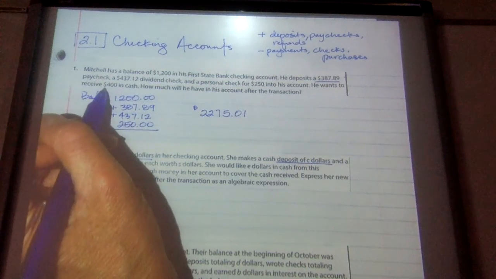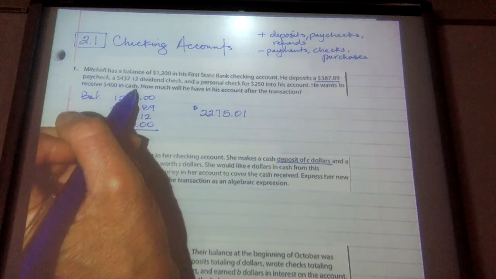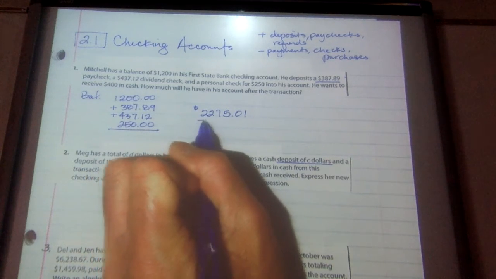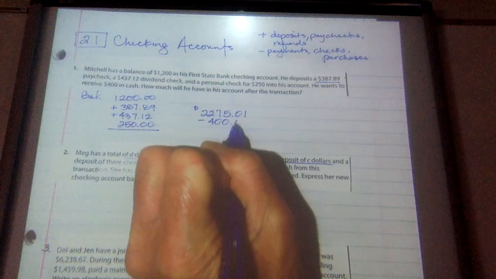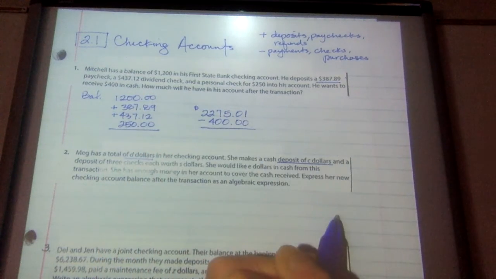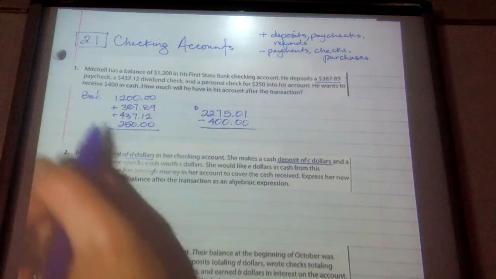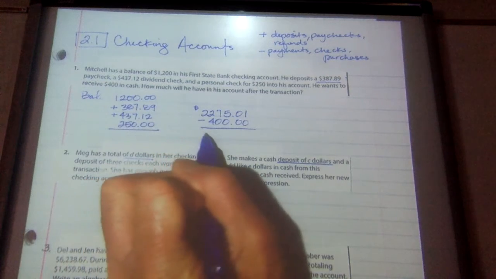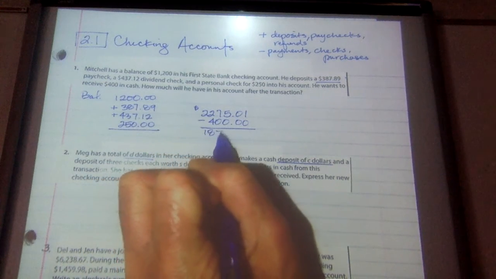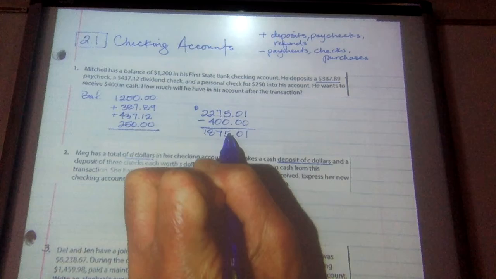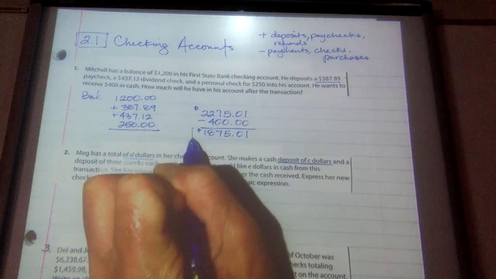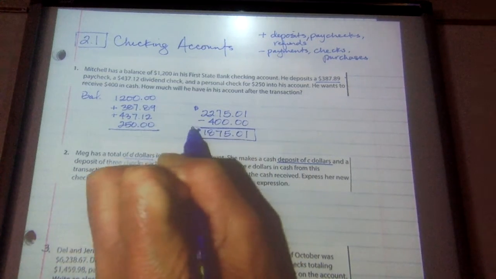But now he wants to receive $400 in cash. So how much will he have left after he withdraws that $400? So I would subtract the $400. These are all my deposits, and I would be left with $1,875.01. And so that would be my final answer.